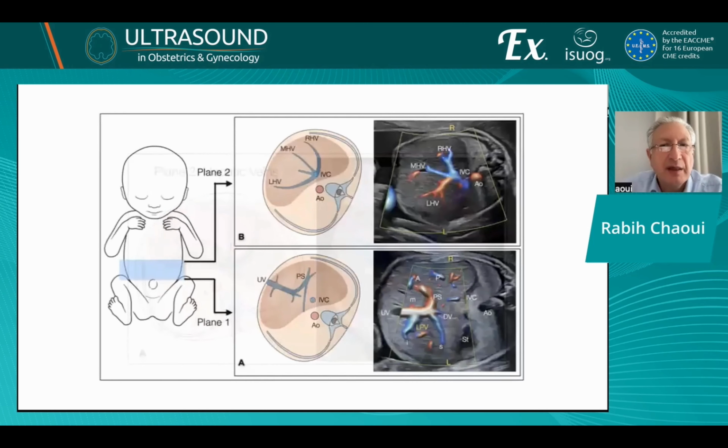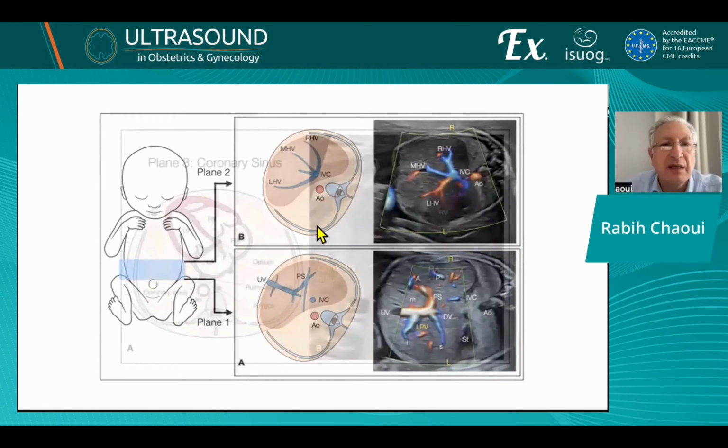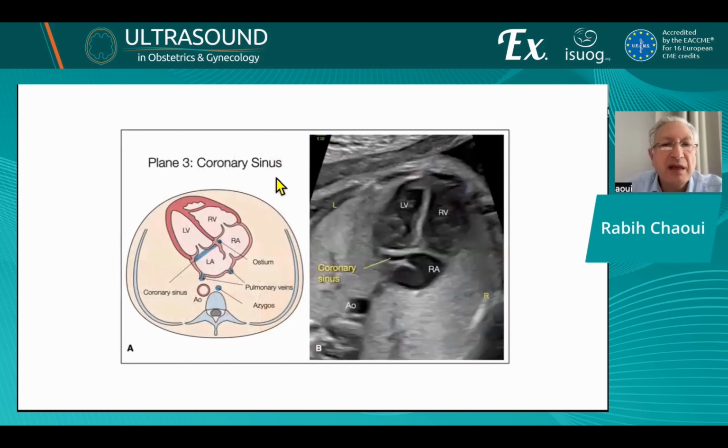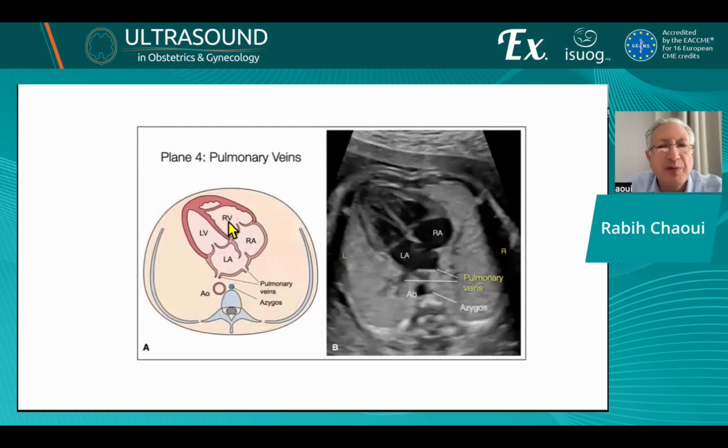In these views, you see that between the first and the second plane there is the ductus venosus connecting these two. In plane 3, you see clearly the coronary sinus, which is a plane a little bit lower than the plane used for the fourth chamber view. And in the fourth chamber view plane, slightly going toward the LVOT, you may recognize the two pulmonary arteries.